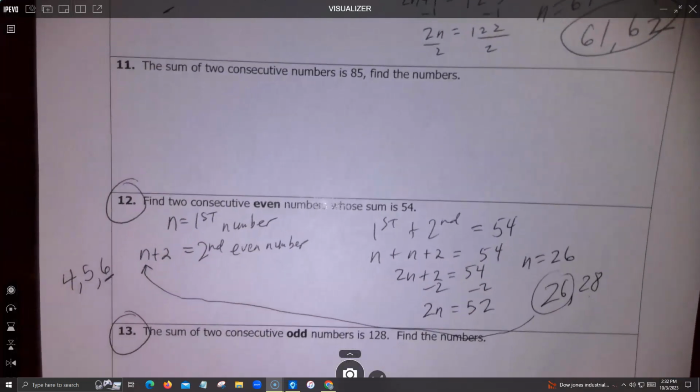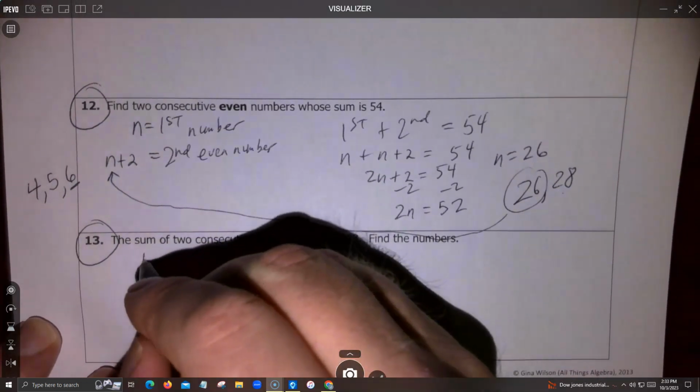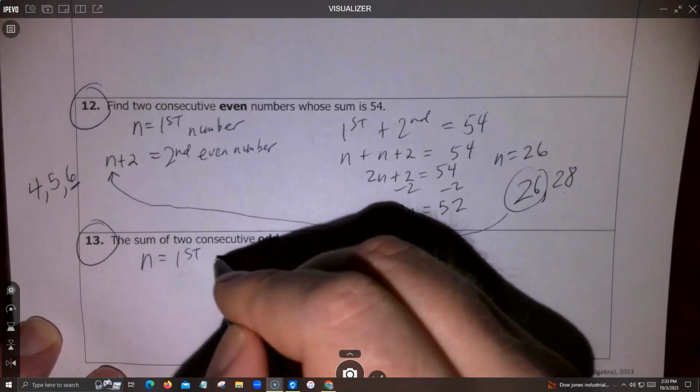Okay. All right, so now let's do an odd number. Okay, n is the first number.